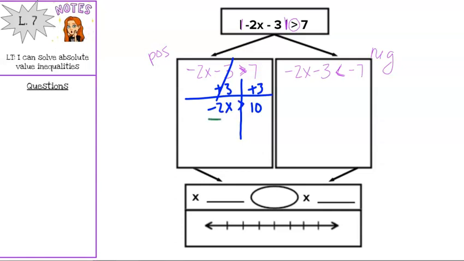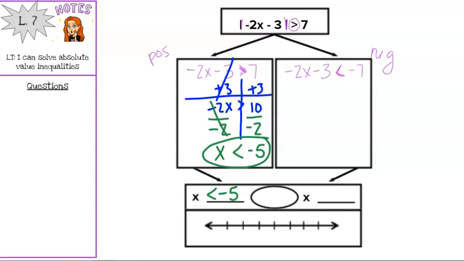Next up, we're going to undo that multiplication with division. We're going to divide by negative 2. We get x is... we're dividing by a negative, which means we're going to flip that inequality sign. So x is less than 10 divided by negative 2, which is negative 5. So one of my solutions is x is less than negative 5.